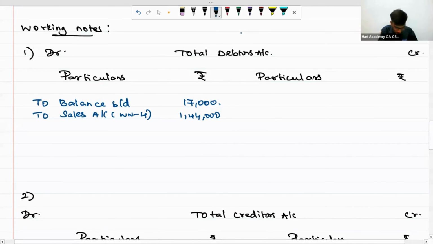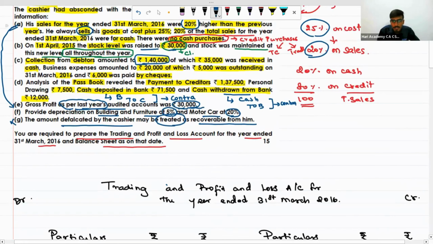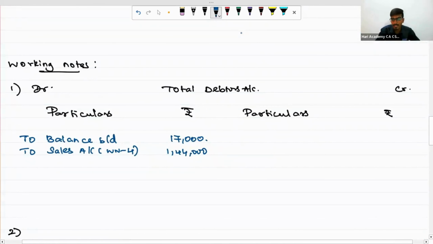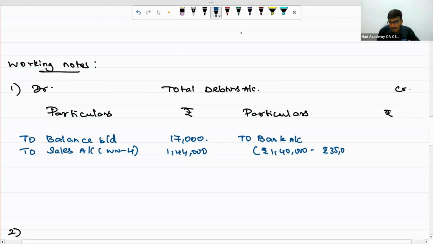Okay, this collection from debtors, they have said that of which 35,000 was received in cash. So for cash, you don't need to show it in the total debtors account. Here, in the bank account, you will write only rupees 1,40,000 minus rupees 35,000. You will show only 1,05,000.